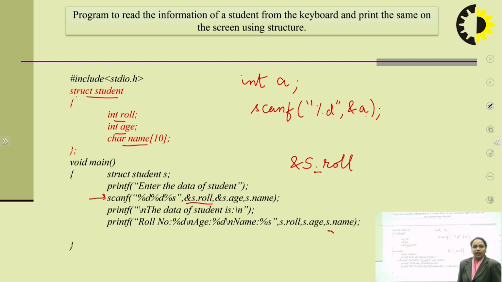And in a similar way, we can print the data. So for printing the data, we have written "the data of student is", and in the next line, we have printed the data in the form of roll number, age, and name. And see, we have defined variables as s.roll, s.age, and s.name. The dot operator is very important because it is the only way to access data and to store data within the structure type variable.